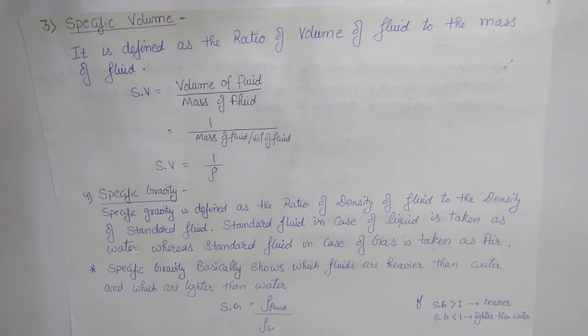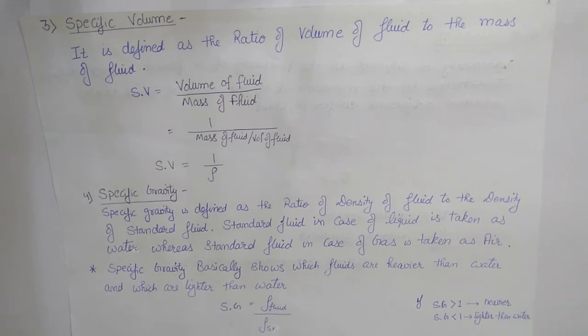Moving on to the fourth property, that is specific gravity. Specific gravity is defined as the ratio of the density of the fluid to the density of a standard fluid. Standard fluid in case of liquid is taken as water, whereas standard fluid in case of gases is taken as air.